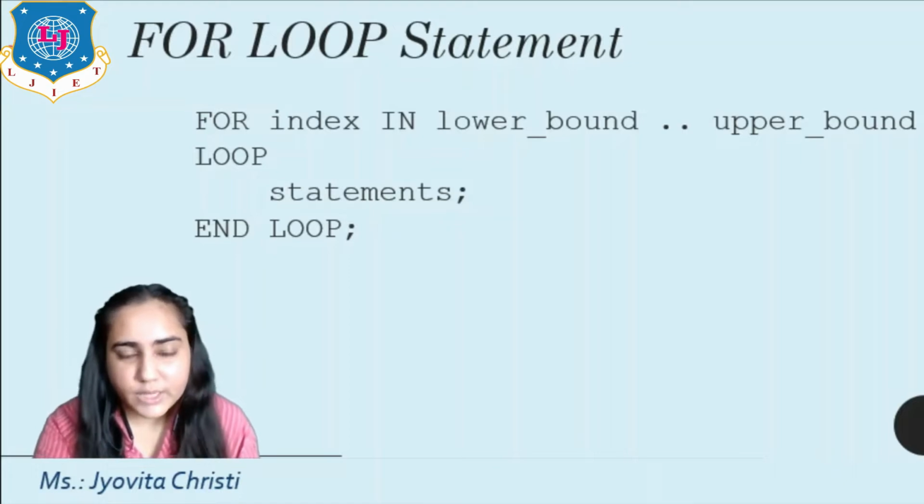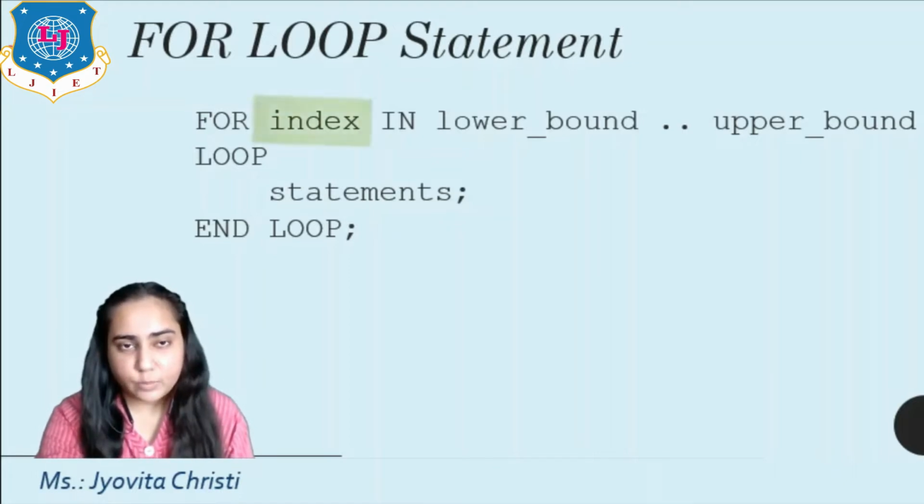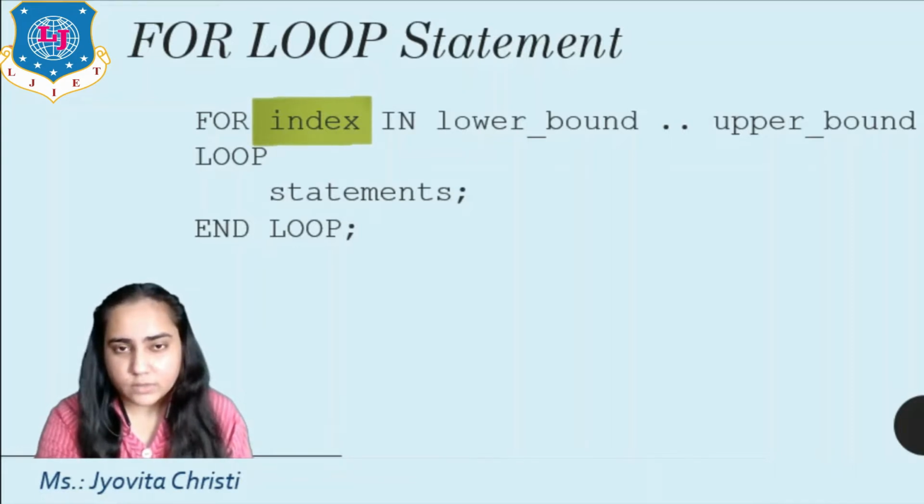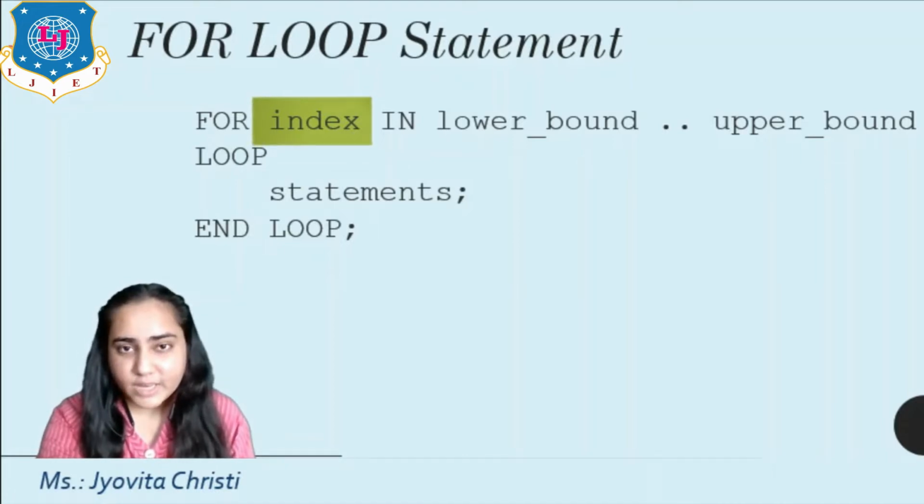In this structure, the index is an implicit variable. It is local to the for loop statement. In other words, you cannot reference it outside the loop. Inside the loop, you can reference index, but you cannot change its value. After the for loop statement executes, the index becomes undefined.